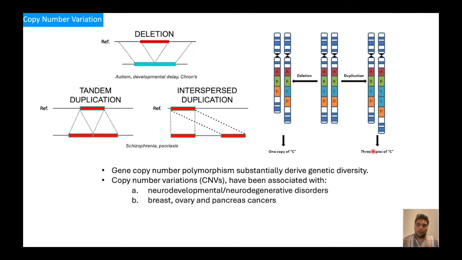Gene copy number polymorphism in a population, due to deletions and duplications of genomic segments, substantially drives genetic diversity, affecting roughly 7% of the human genome. This class of structural variations, named copy number variations, or CNVs for short, are mainly categorized as deletions and duplications. CNVs have been associated with several genetic diseases and disorders, such as breast, ovary, and pancreas cancers.